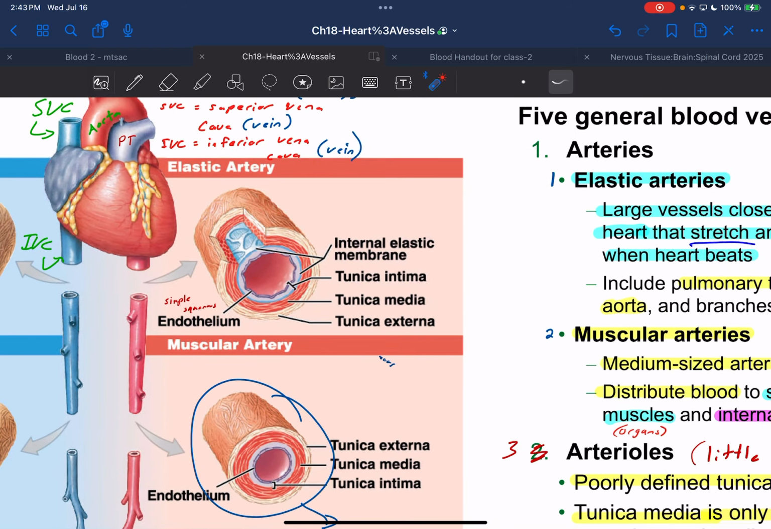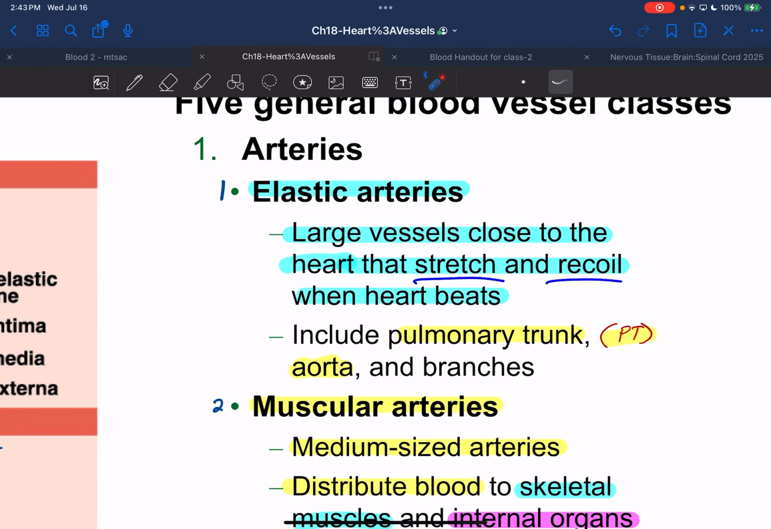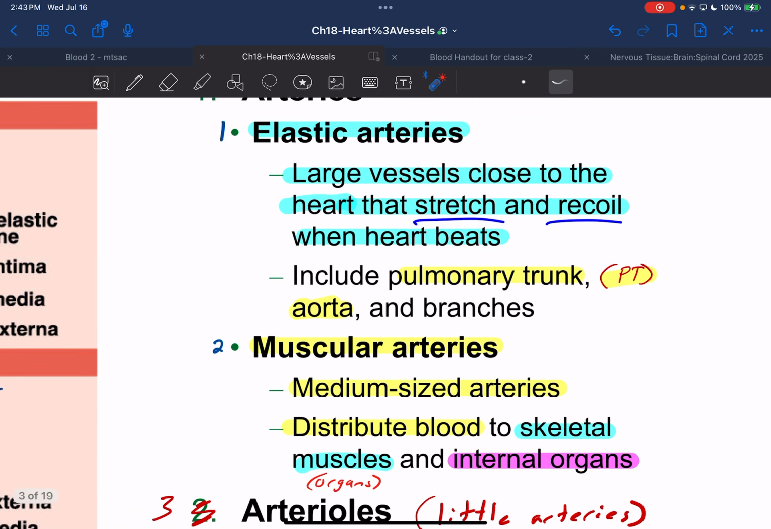Now, if we start there, what we're talking about is the types of blood vessels that exist. If you find an artery directly attached to the heart, it is going to be an elastic artery. We just saw two. We have the pulmonary trunk, the PT, and we have the aorta. These are two very elastic arteries because of how close they are to the heart. All that strength means that they have to expand, come back, expand, come back. And so elastic arteries are the largest ones that can stretch and recoil.